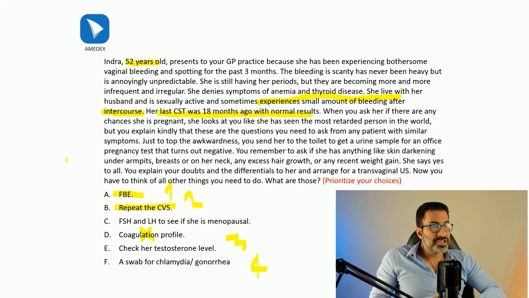Okay, so for this question, full blood examination, repeating the CVS, checking testosterone level, and probably a swab for chlamydia and gonorrhea are the way to go. Okay, that's it for today.